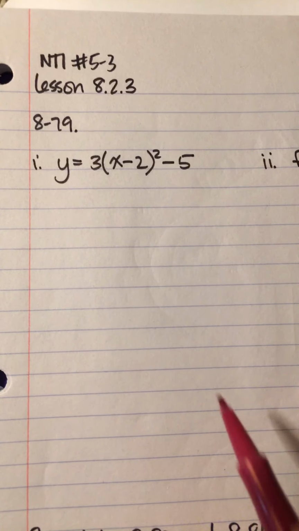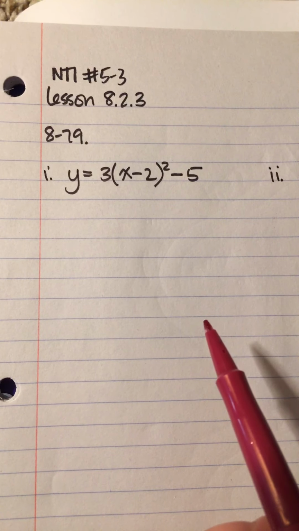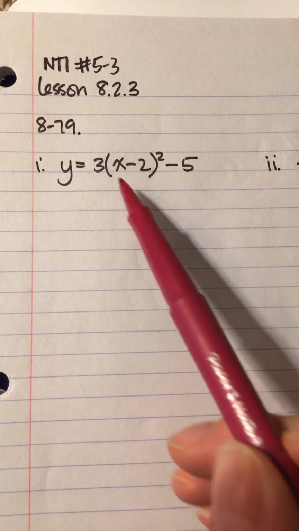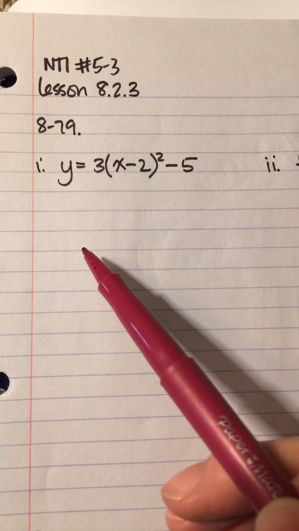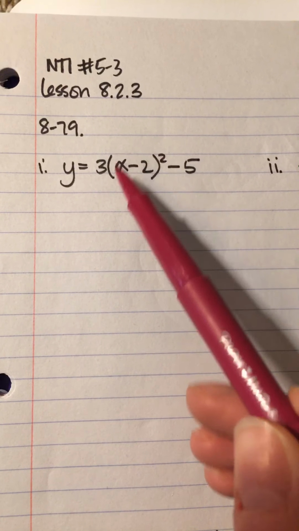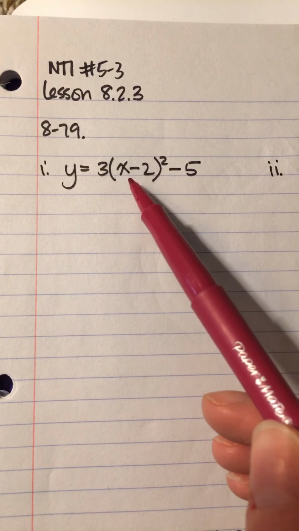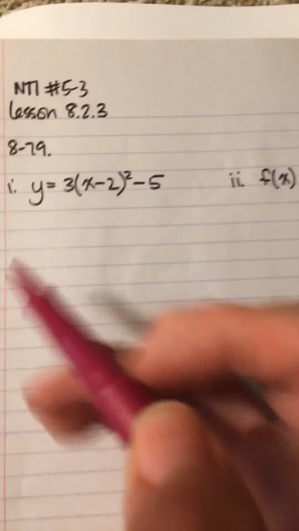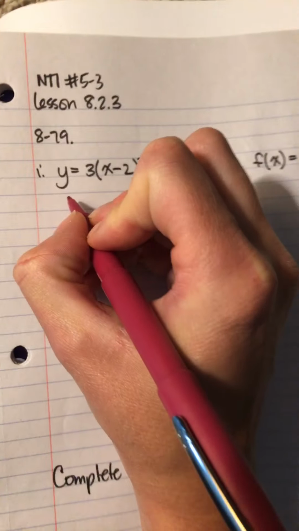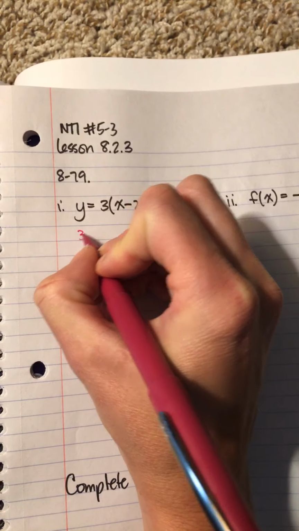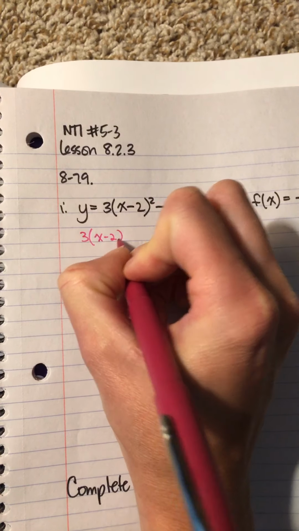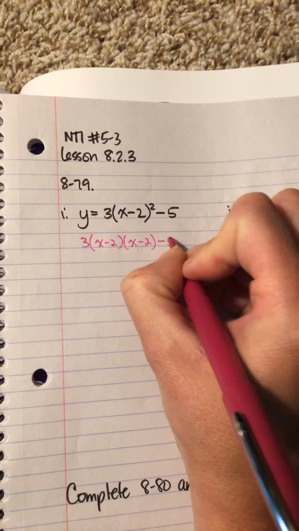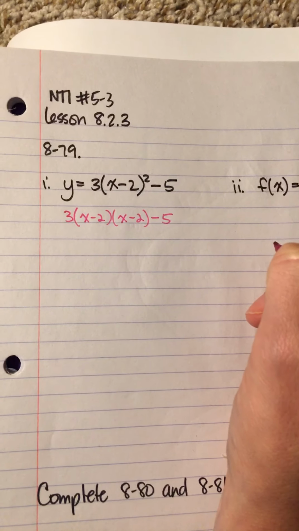So if I have 3 times the quantity of x minus 2 squared, that minus 5, I'm going to simplify it. So I'm going to go ahead and remember order of operations. Okay, so I need to do the exponent first. So I'm going to take my x minus 2, that quantity, times x minus 2. So I'm going to rewrite it as 3 times x minus 2 times x minus 2 minus 5. Okay, so I've rewritten it.